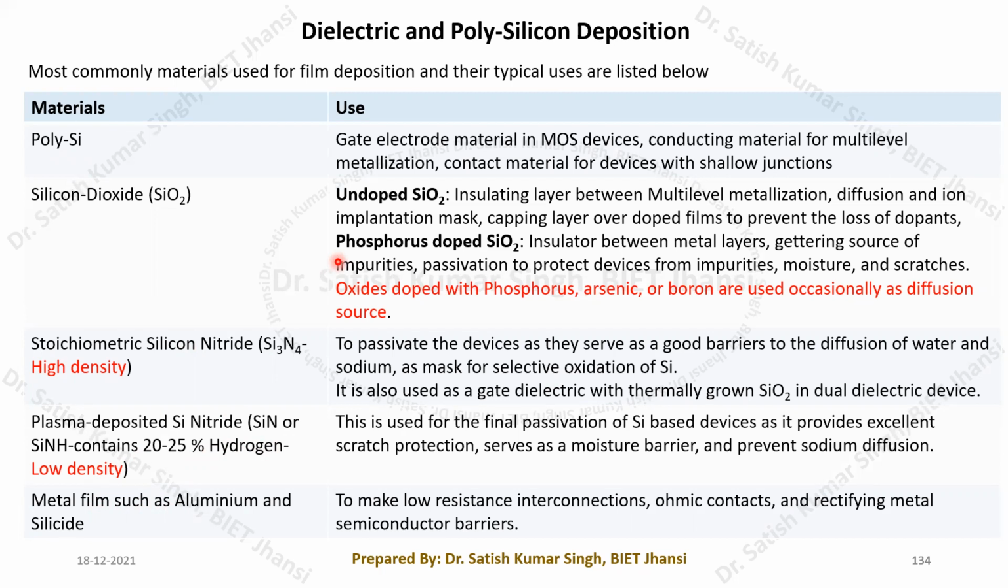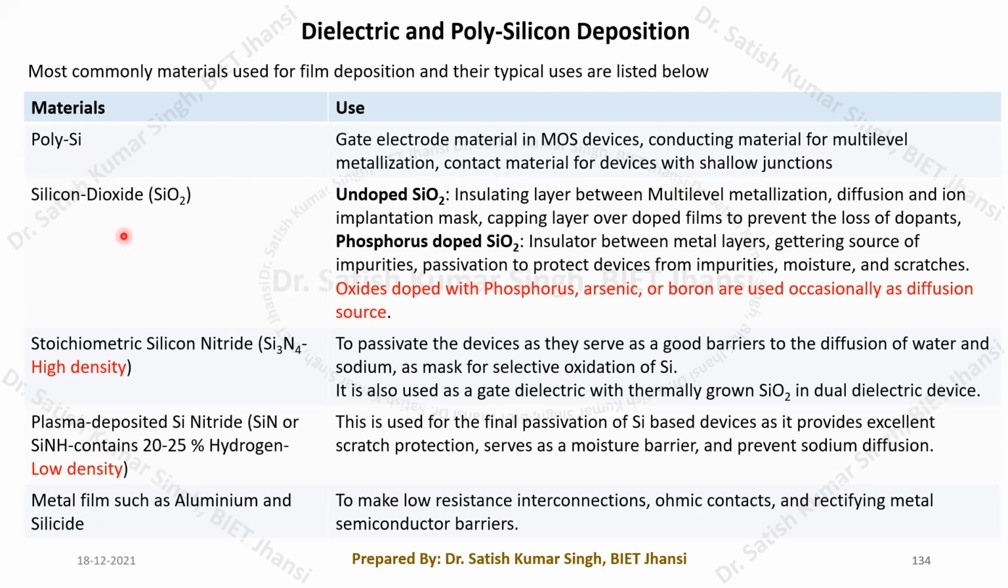Okay, what does polysilicon do? What is its functionality? What does the silicon dioxide do? Okay, so here you can see it is acting as a gate electrode material in MOS devices. It is a conducting material for the multi-level metallization process. Okay, it is a contact material for devices with shallow junctions.